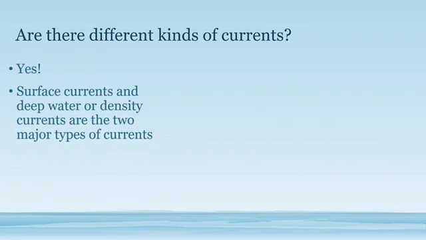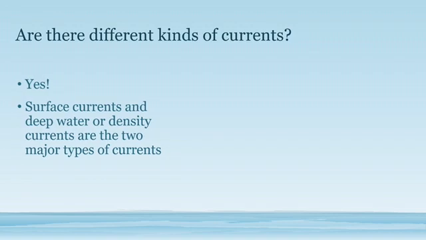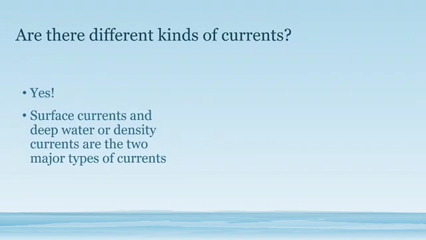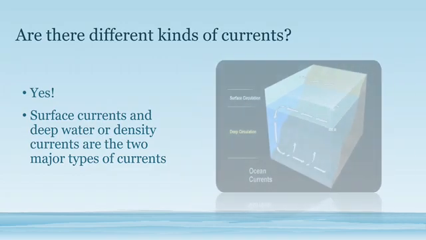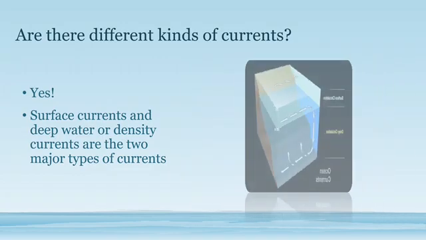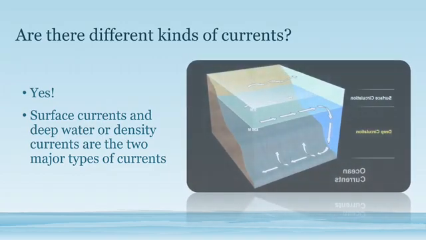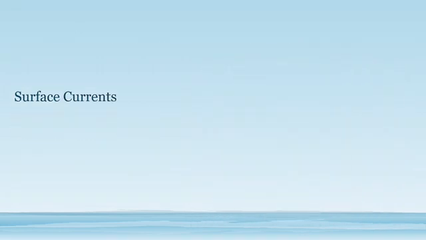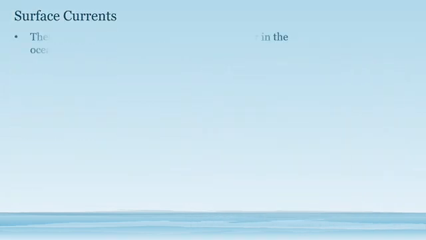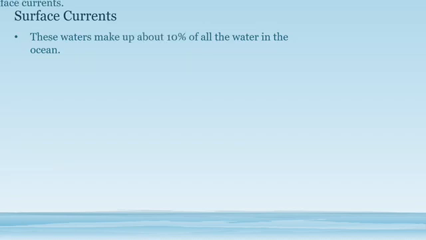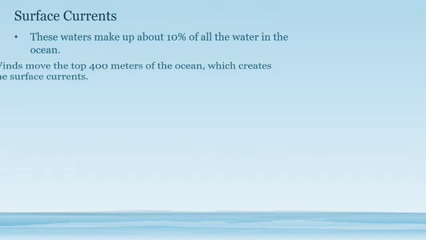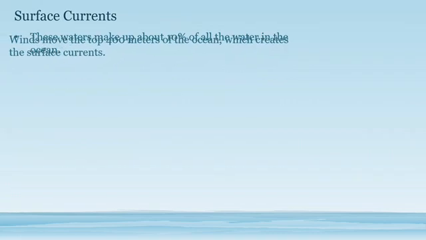Are there different kinds of currents? Yes. Surface currents and deep water or density currents are the two major types of currents. Surface currents. These waters make up about 10% of all the water in the ocean. Winds move the top 400 meters of the ocean, which creates the surface currents.